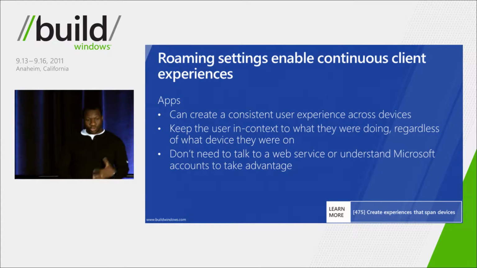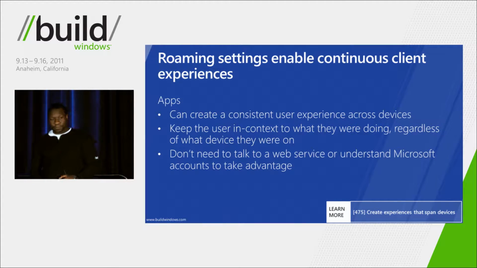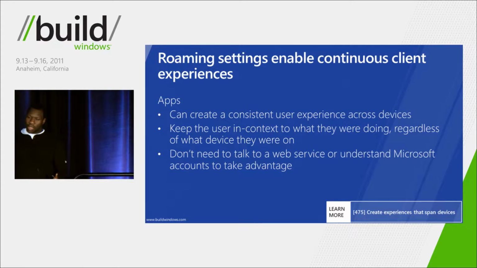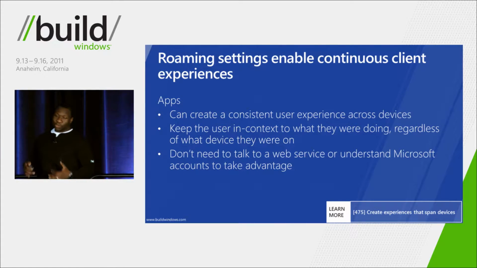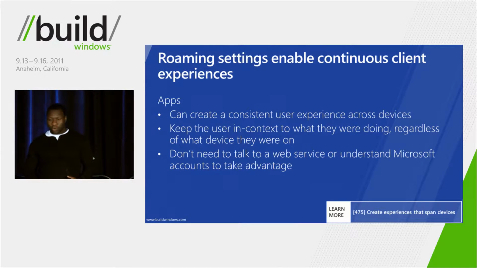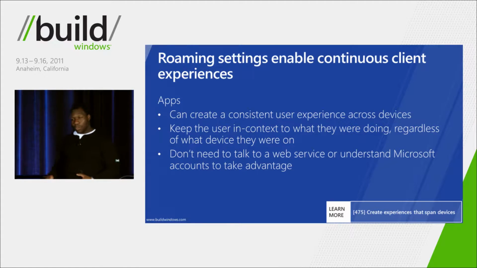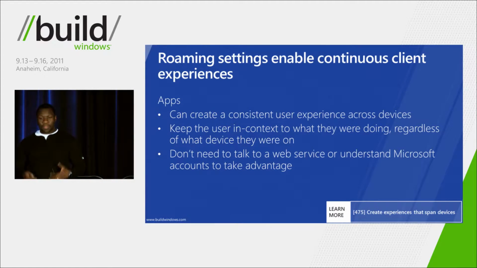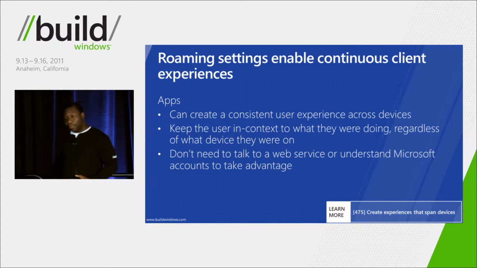Another thing applications can do with this functionality is keep a user in context of what they're doing regardless of device. Josh Topolsky, formerly of Engadget, has this really great article he wrote sometime last year about continuous client experiences. He talked about wanting to be able to go to work, start using some software, maybe doodling a sketch, maybe reading a book on an e-reader, go home, pick up his PC, and continue where he left off. Thanks to the functionality of roaming settings, he can actually get that experience with Windows 8.